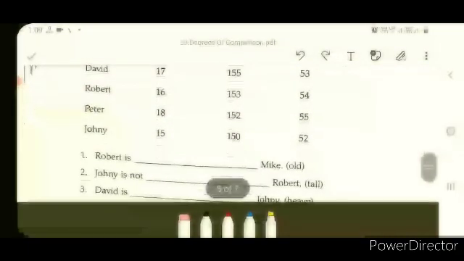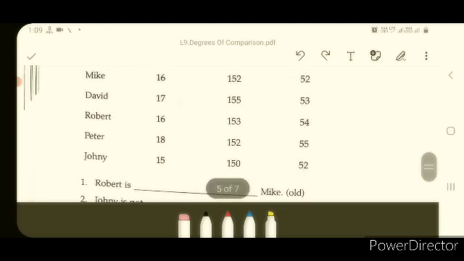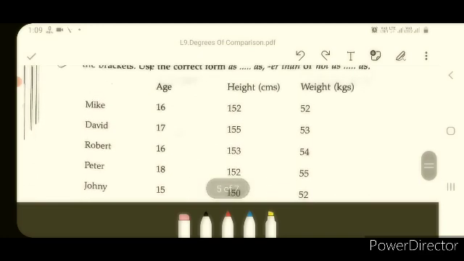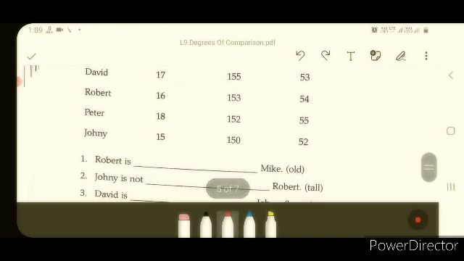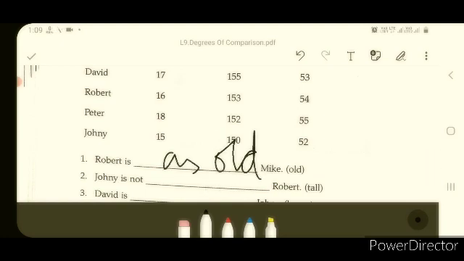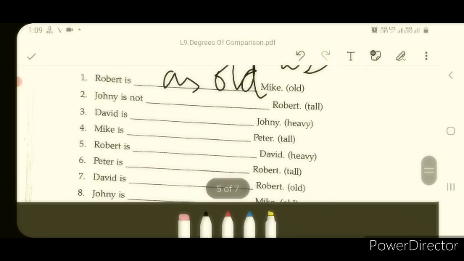Robert is dash Mike old. So Robert and Mike, you have to compare. Robert, Mike, 16, 16. Very simple, similar age. So what will it be? The answer will be as old as. So process the information, go through, do it on your own.